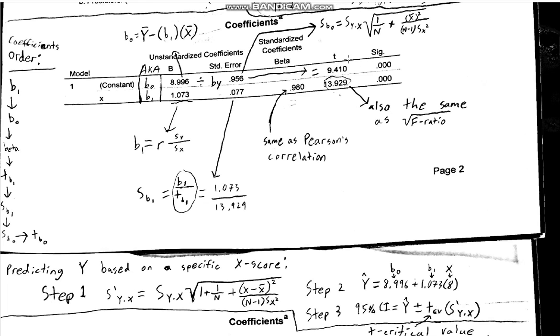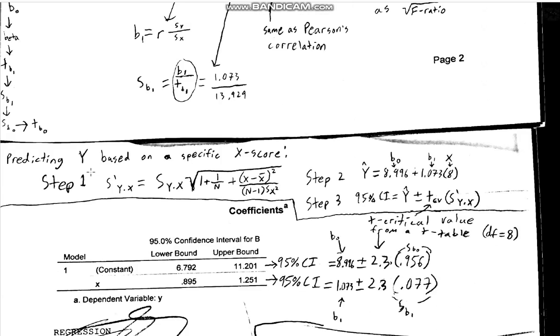That one, and then the last thing to get is the t statistic for the constant, and all you do there is you take 8.996, the b value, and then divide it by its standard error, and that comes out to the t statistic.